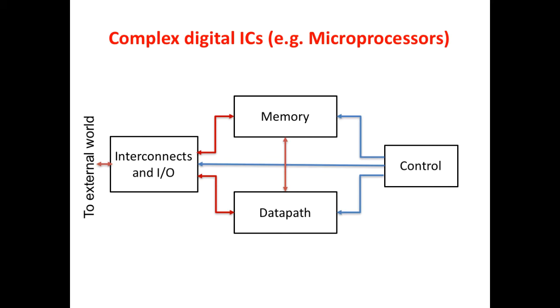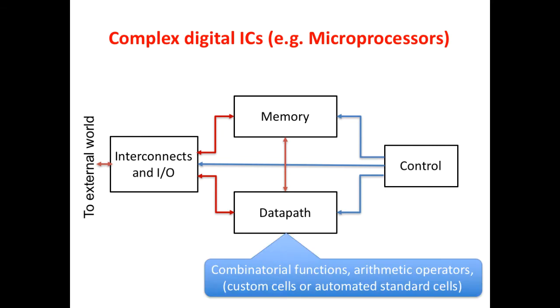So all these different blocks have different types of circuits. For example, in the data path, as we mentioned, we have the combinatorial functions, and all the arithmetic operations are done in this region. And in this block, we typically require custom cells, which means digital blocks that are designed on purpose to work in the data path module.